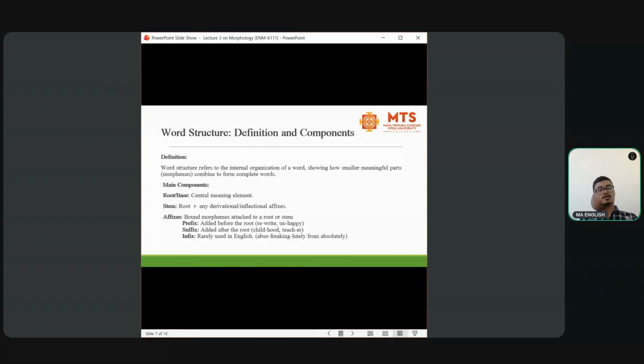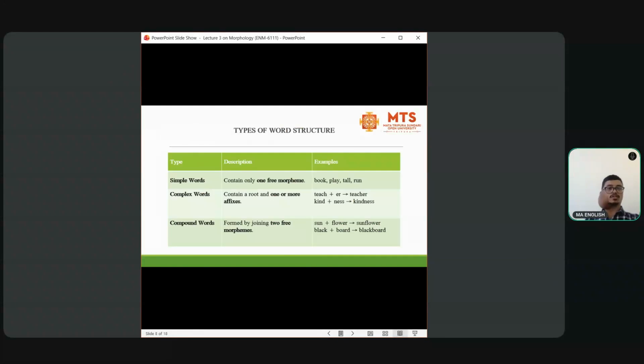So you'll get many examples of prefixes and suffixes than infixes, because infixes are quite rare or less productive. Okay, so now whenever you think of word structure, try to think about roots, stems, or affixes. They are quite important in building words, right? So next is types of word structure.